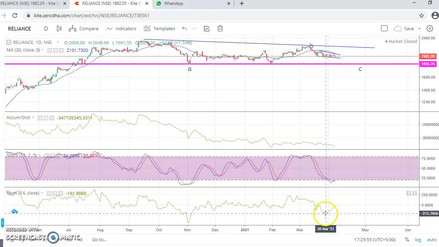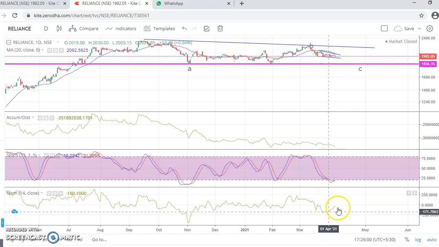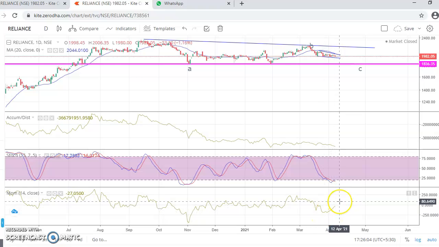And here the momentum indicator is moving up and the price is moving sideways. So this is a negative indication for any price. When the price is moving sideways and the momentum is rising, it's an indication of the price falling in the future, or the upside momentum is reducing.